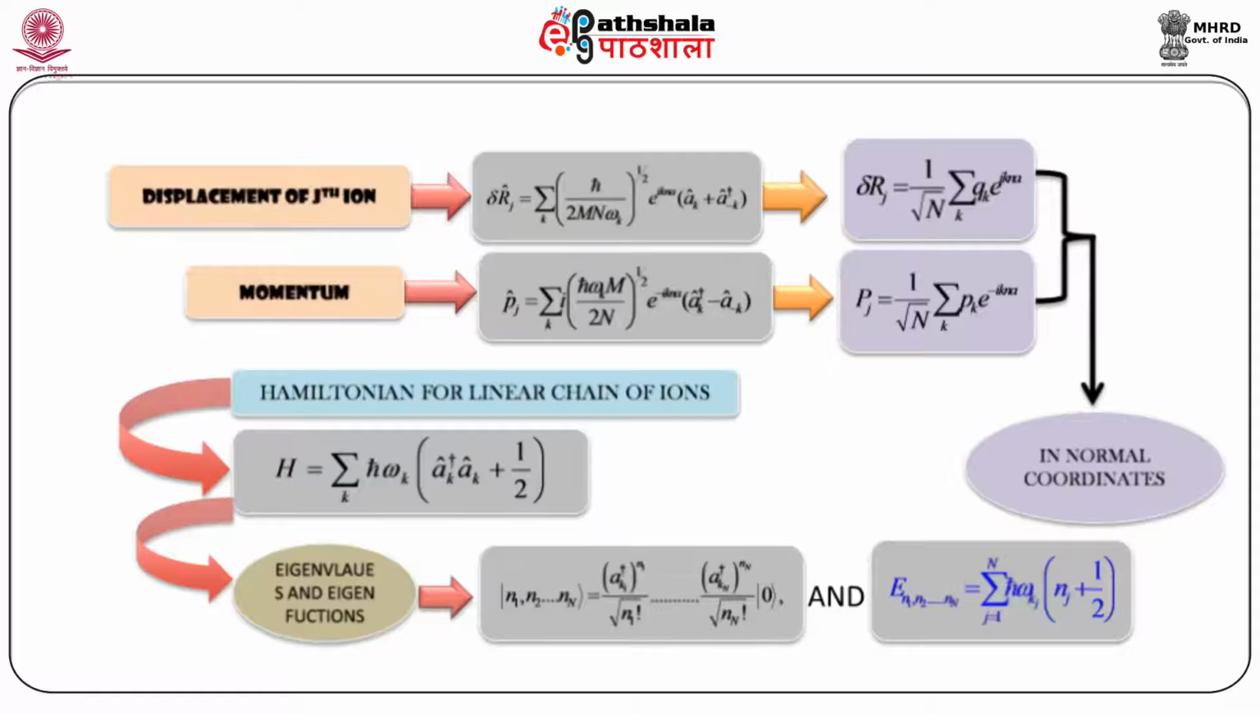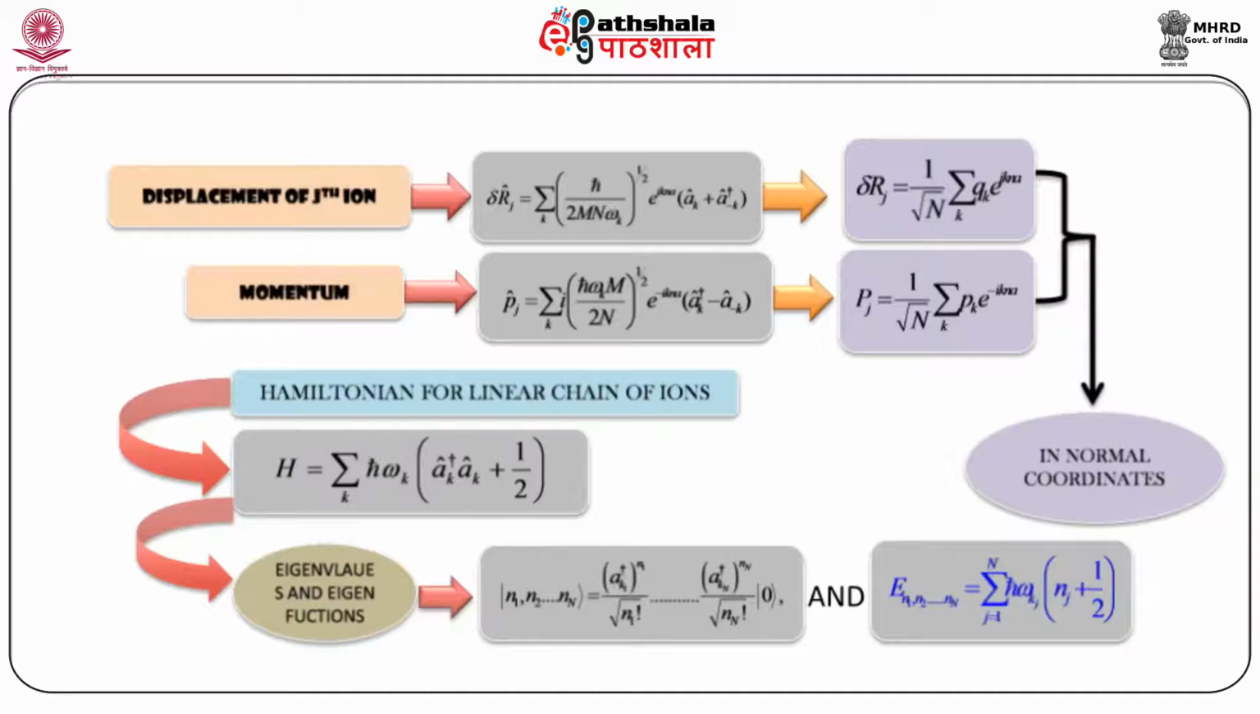Now, let us go and look at the displacement of the jth ion and its corresponding momentum. The displacement of the jth ion and its corresponding momentum can be written as delta Rj hat is equal to summation over all the possible k values, the square root of h cross divided by 2m omega k, e raised to power iota k and a, multiplied by this ak plus a minus k dagger.